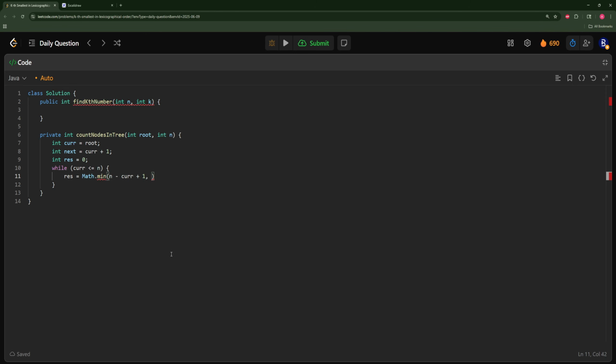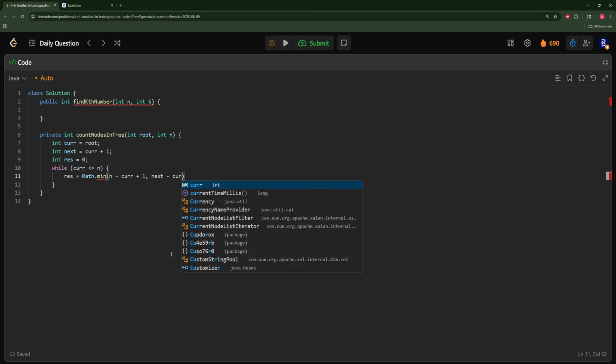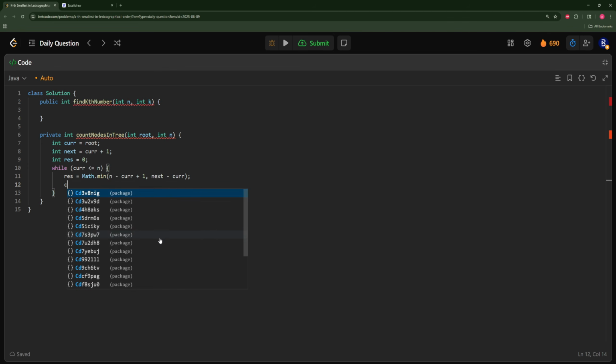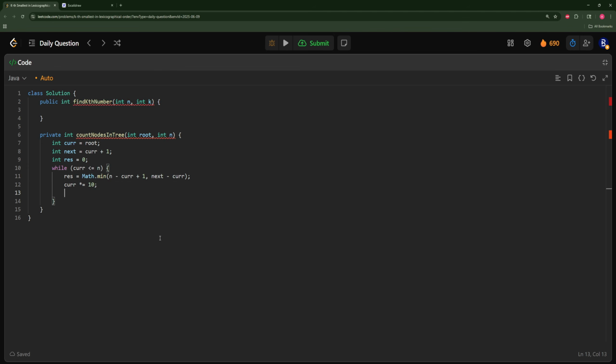But if it's 20 to 10 and 20 is in the next one, then we don't include that. So it'll be next minus current. So we're going to add whatever that is. And then we're going to multiply both our things by 10 until we're out of bounds. So 10 and next 10. And we just return the result here.